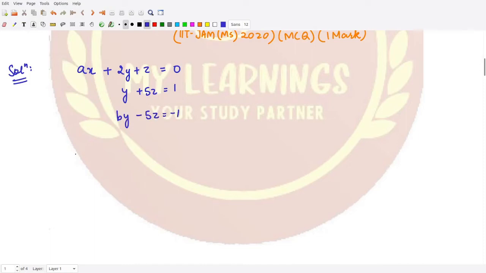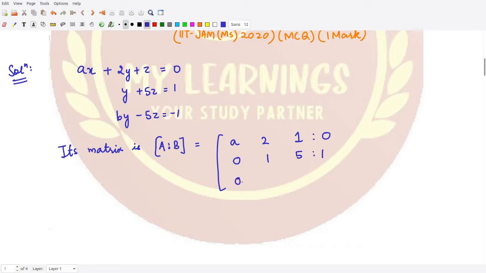So we could convert it into the corresponding matrix form. Its matrix form is A augmented B, and this is equal to the matrix where the coefficient of x is A, coefficient of y is 2, then z is 1, and the right hand side is 0 for the first equation. For the second equation we have x as 0, y as 1, z as 5, and the right hand side is 1. For the third one, x is 0, y is b, z is minus 5, and the right hand side is minus 1.